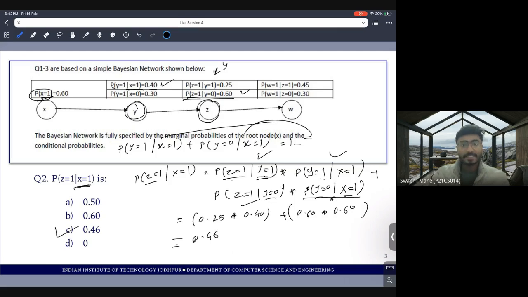Is there any doubt here? I hope you guys understood, right? So only the missing value here is the probability of y is equal to 0 given that x is equal to 1. But the other part has been provided, that is y is equal to 1 given that x is equal to 1, that is 0.40, that we have minus by the 1, and then we are getting the probability of y is equal to 0 given that x is equal to 1. Okay. I hope you guys understood, right?